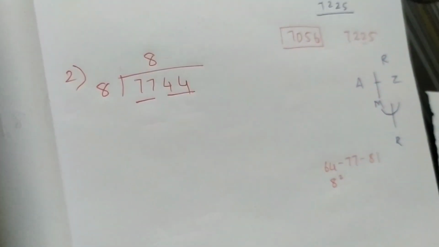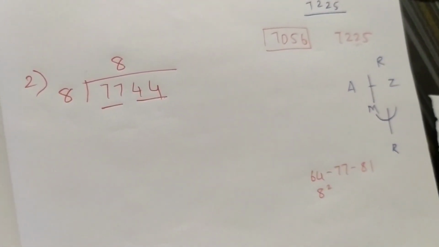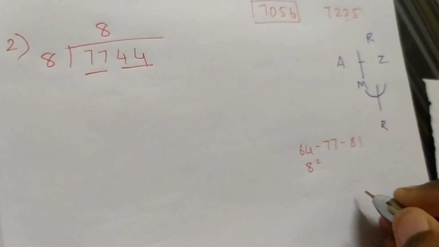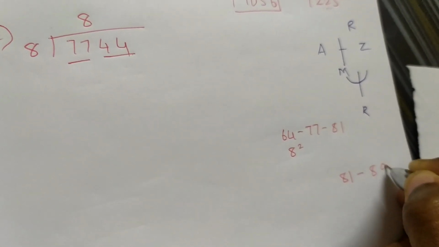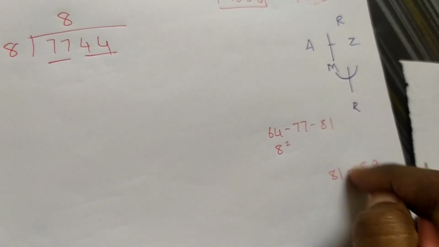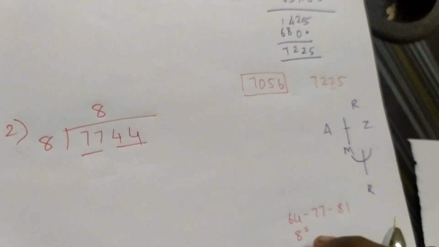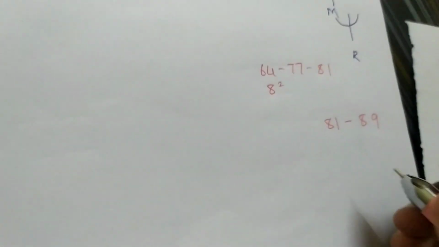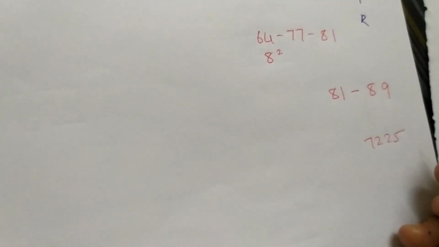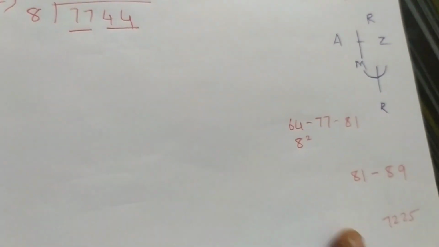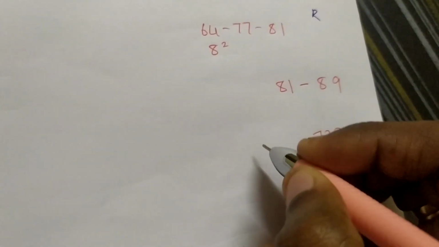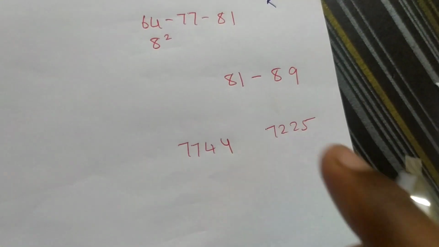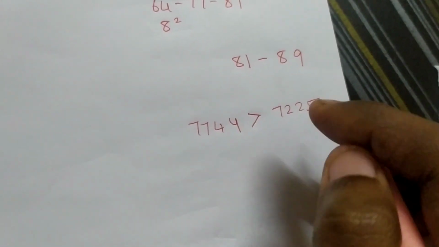So you have an idea that the square root of 7744 will come between 81 to 89, right? Then what I told, consider this middle term, that is 85 into 85. I already found out that 85 into 85 is 7225. I am going to compare this 7744 and 7225. See this, which is the greater number? This is the greater number than this.